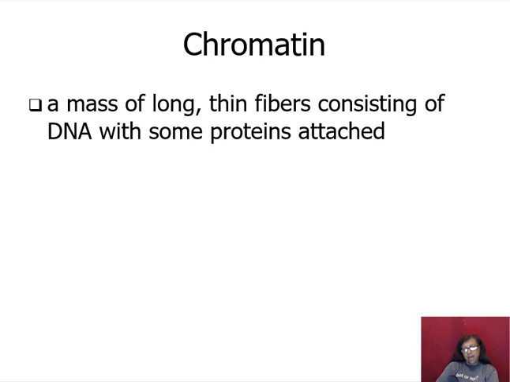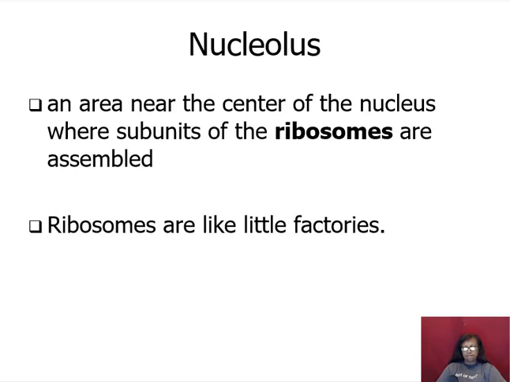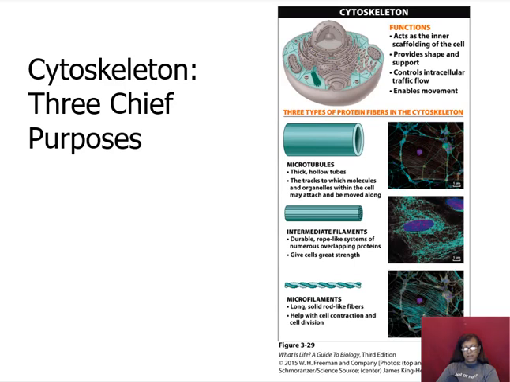Chromatin is a mass of long, thin fibers consisting of DNA with some proteins attached. Nucleolus. It's an area near the center of the nucleus where subunits of the ribosomes are assembled, and the ribosomes are our little protein factories, and they make their way out into the rough endoplasmic reticulum.